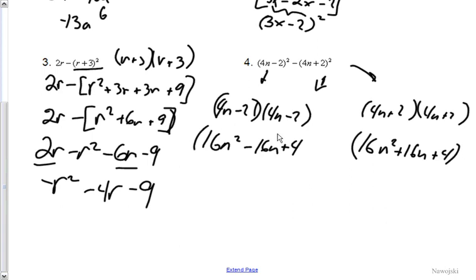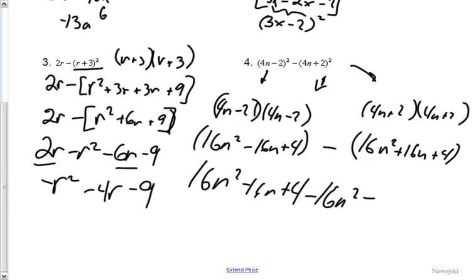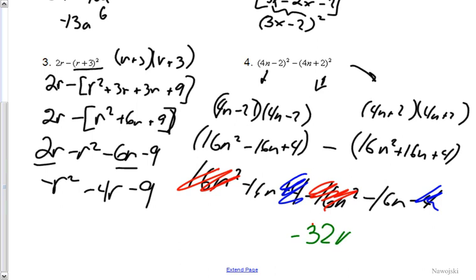We have a minus sign in between there. It means it's going to change all the signs of the second one. 16n squared minus 16n plus 4 minus 16n squared minus 16n minus 4. Cancellation wars. See ya. And that one wipes out that one. Left with negative 32n.